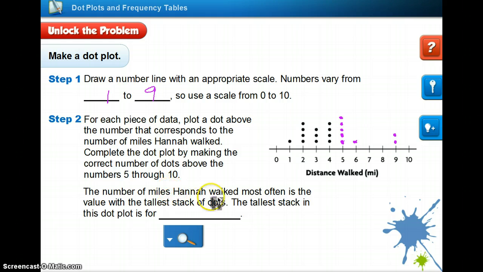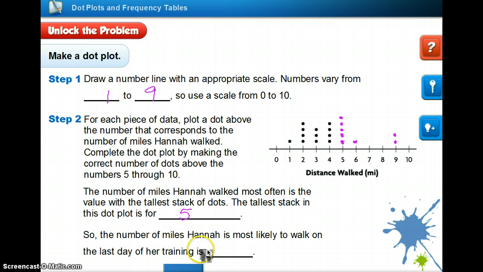the number of miles Hannah walked most often is the value of the tallest stack of dots. The tallest stack of dots here is 5, because she walked 5 miles 5 times, which is more than any other distance that she walked. She only walked 4 miles 4 times. She walked 2 miles 4 times. She walked 5 miles 5 times. So that's the answer to that question.